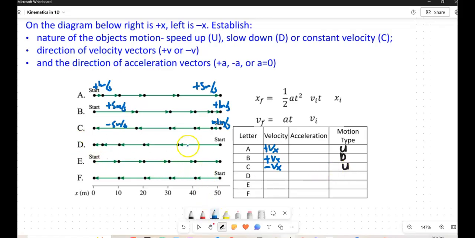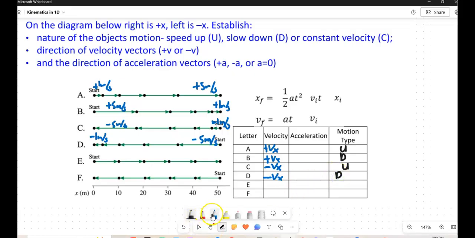All right, D, all those vectors are pointed to the left, so those are all negative velocities. And it looks like you start off right here moving at negative 5 meters per second. And it looks like you're moving to the left at negative 1 meter displacement for every 1 second. So here you're moving at 5 meters per second and 1 meter per second. So you are definitely slowing down there.